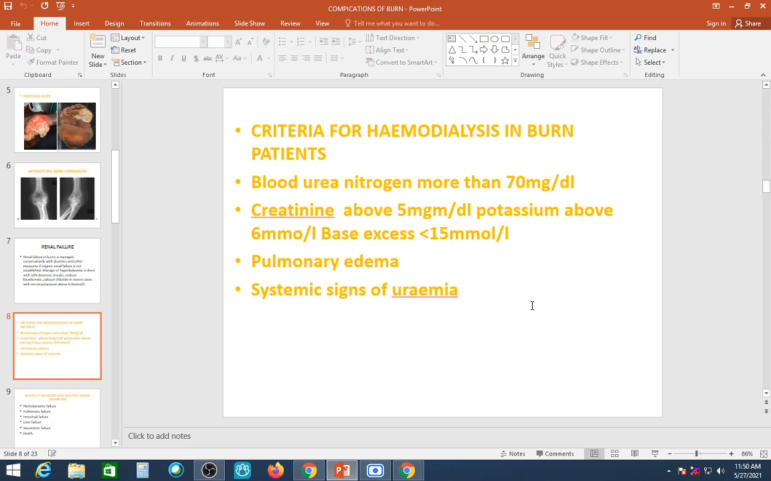Blood urea nitrogen more than 70 mg per deciliter, creatinine above 5, or potassium above 6, then pulmonary. If the pulmonary edema is very serious, then hemodialysis. Then systemic signs of uremia, then we need to do dialysis. These are all complications, please make notes. From this view you can explain if they ask the complications of burn.